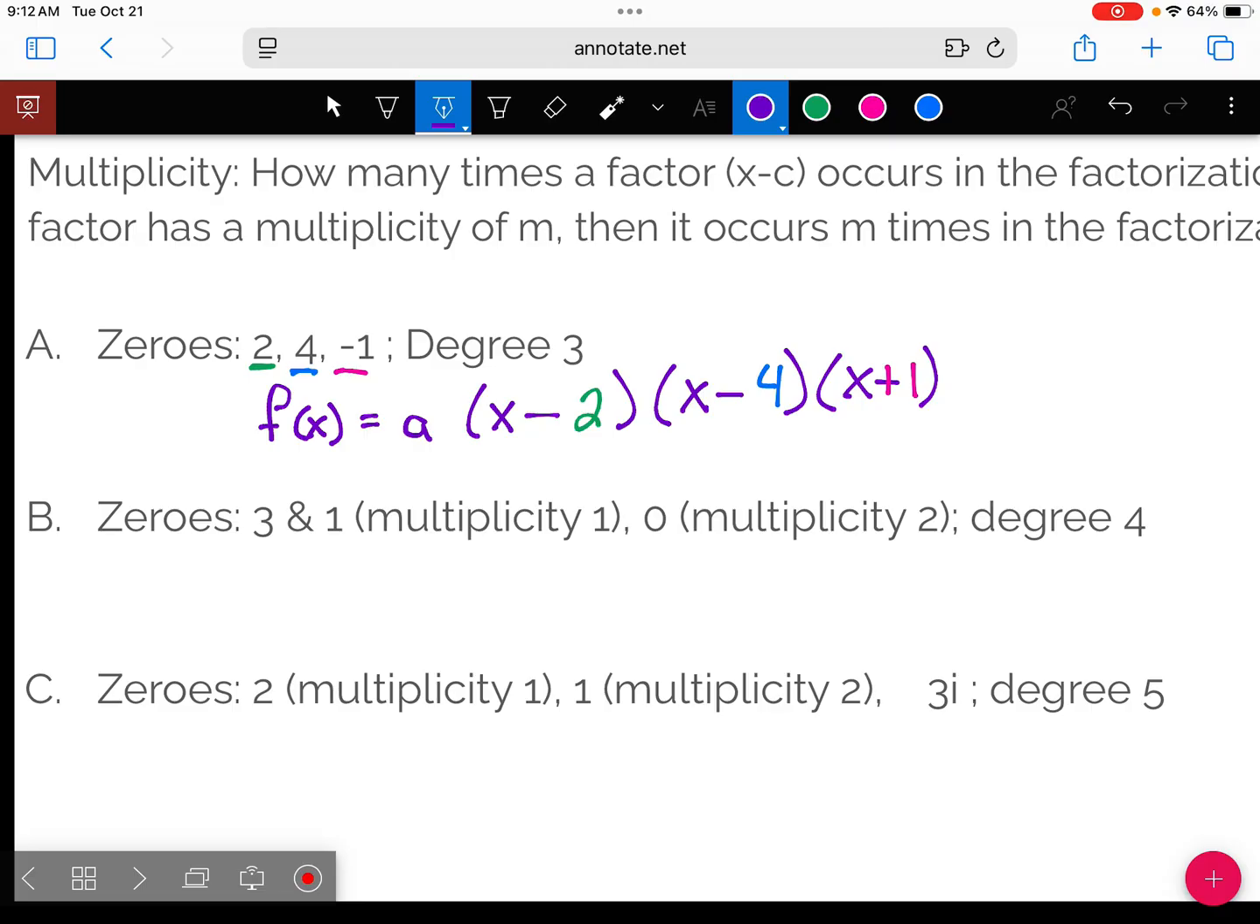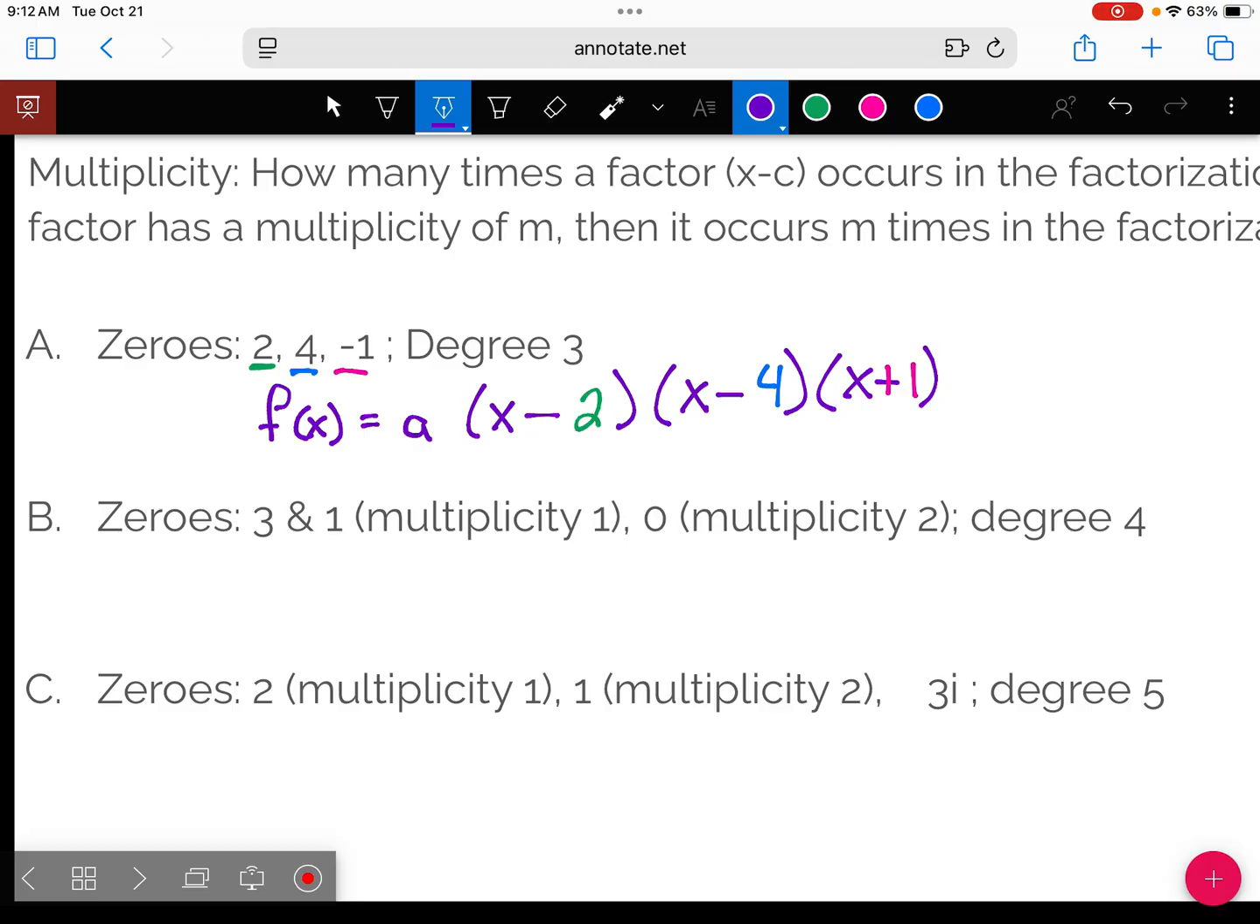Okay, let's take a look at B. Very, very similar. We just have a little bit of extra information because now I have zeros at 3 and 1 that each have a multiplicity of 1, which just means it happens one time. So that's like a normal factor.